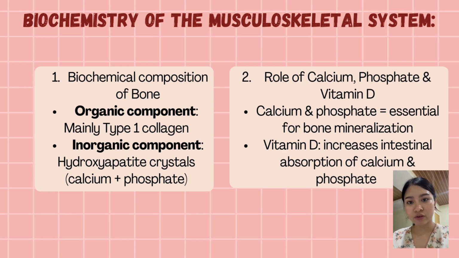Calcium and phosphate are also essential for normal bone mineralization and maintaining bone strength. Vitamin D plays an important role by increasing the intestinal absorption of calcium and phosphate. Without sufficient vitamin D, bone mineralization is impaired, which leads to weak and fragile bones.